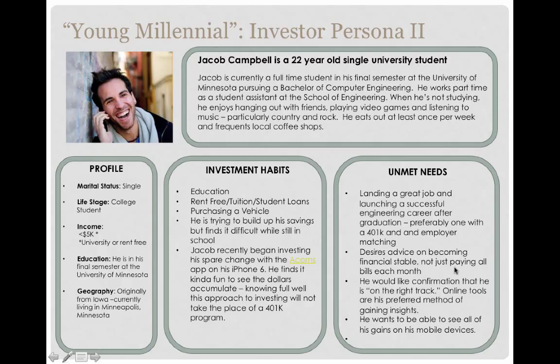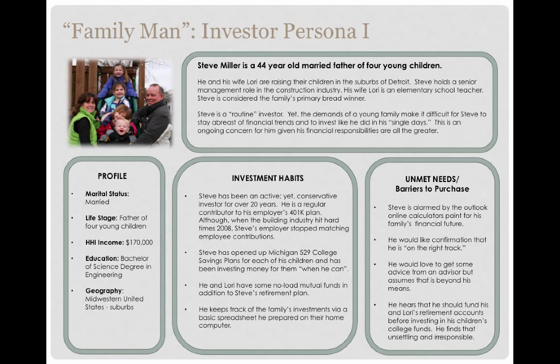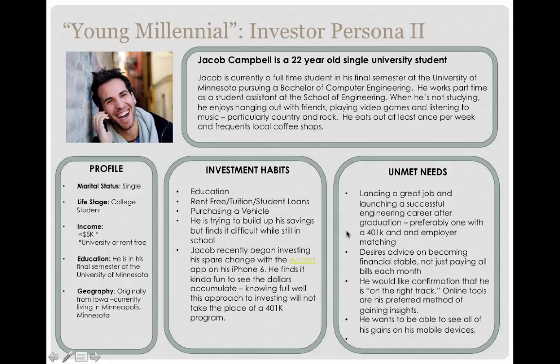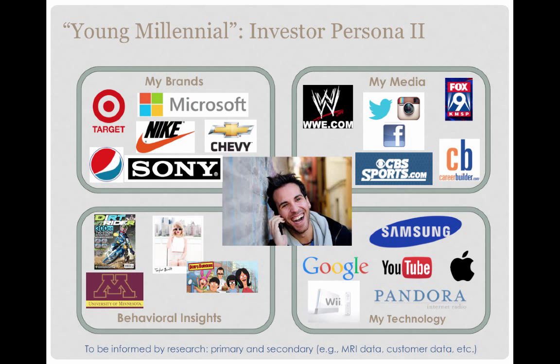He desires advice on becoming financially stable and not just paying all his bills each month. He has an interest in investing and he's open to advice. So starting with him at the beginning as he's graduating from college is a great opportunity for us. He wants to be able to see all of his gains on his mobile devices. So he is different from Steve. Steve would love to be able to sit down with somebody and get advice and be told he's doing the right thing and to be able to talk about his needs with his kids. Jacob has really embraced technology, and he would just love to get that right from his mobile device. Sitting down with people, he really doesn't have as much interest in.